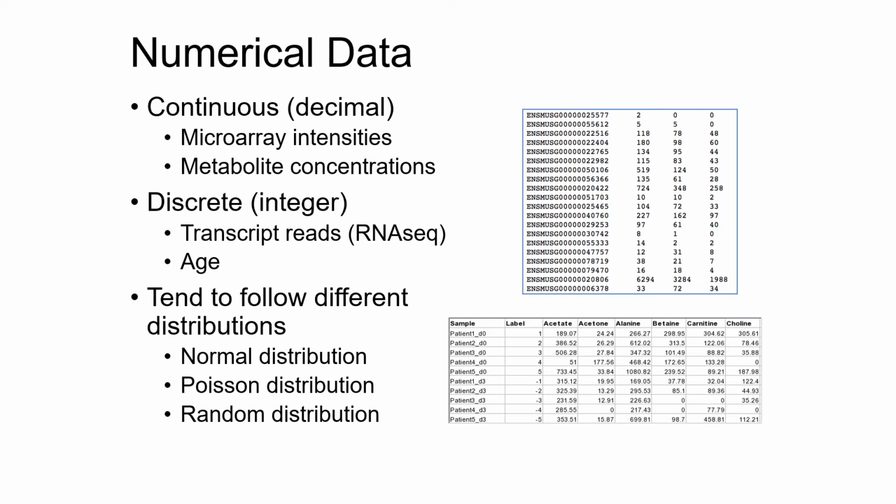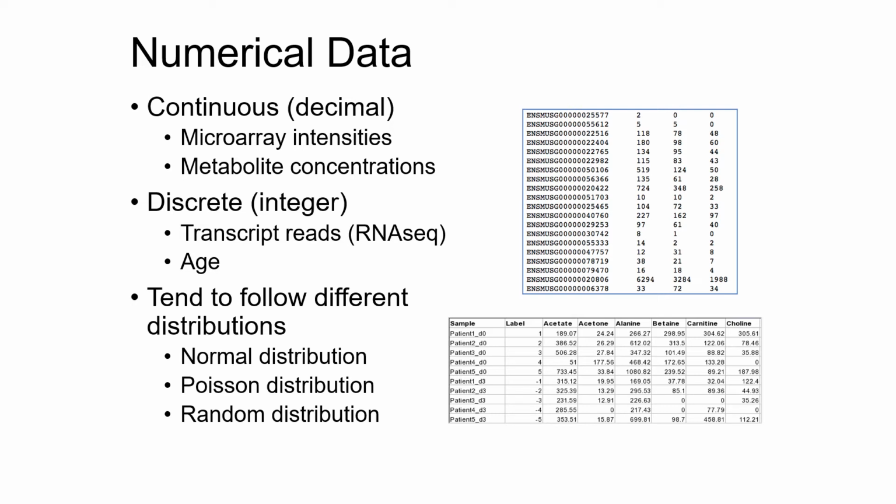If we look at numeric data, and we're thinking particularly in the field of metabolomics, genomics, or proteomics, we can think of the continuous decimal numbers like microarray spot intensities, metabolite concentrations, integrated peak areas. Discrete data, primarily integer data, could be something like number of transcript reads that you might measure from an RNA-seq experiment. Ultimately, it could be age, or length in meters, but without decimals. Now, numeric data is typically distributed.